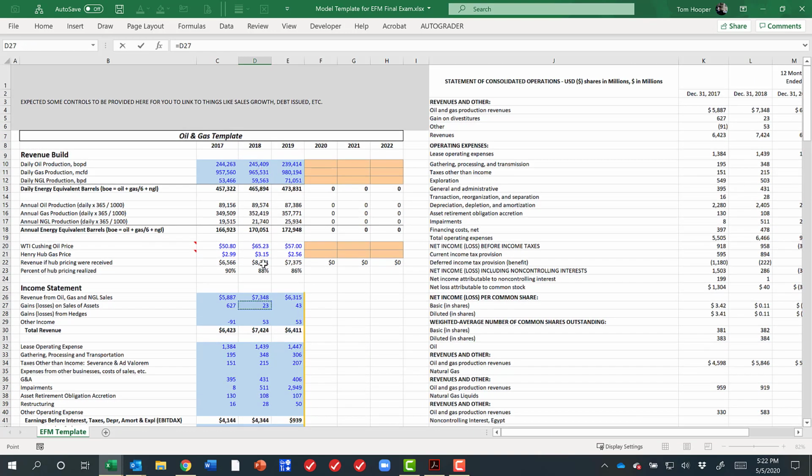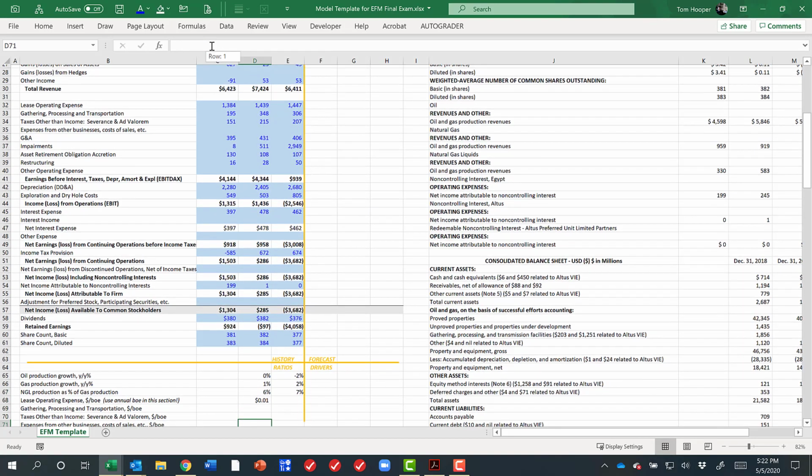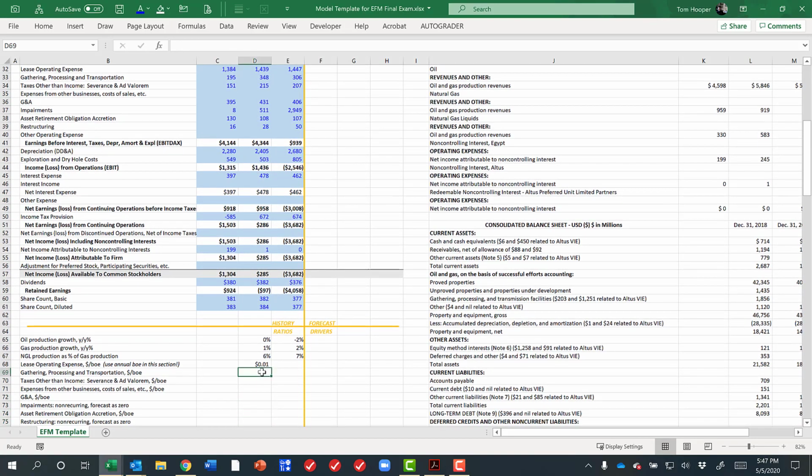So lease operating expense divided by the annual number of barrels that we've produced, energy equivalent barrels, will give us our LOE dollars per BOE. We're going to do a lot of things per BOE, so we'll be dividing by D18 a lot. I'm just going to start typing that. So for example, our GP&T would be the cost divided by D18. Our taxes other than income would be the cost divided by D18.